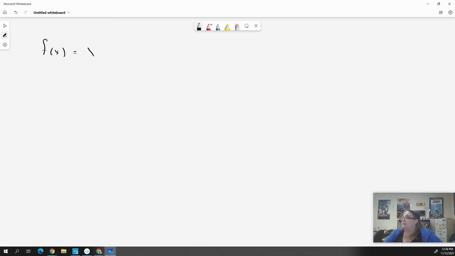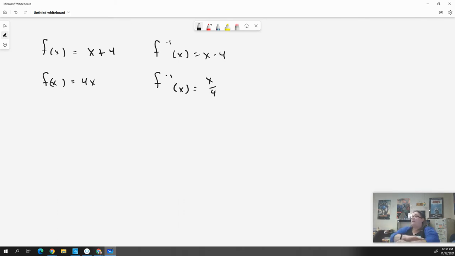If I had f of x equals x plus 4, we could look at it and go, well, the inverse would be minus 4, right? Because that's what would take us back to x. So f inverse of x would have to be x minus 4. Or we had f of x equals 4x. And to get the 4 off, we would have to divide by 4. So f inverse of x would equal x divided by 4. And those are really simple, and there was nothing algebraic about them.